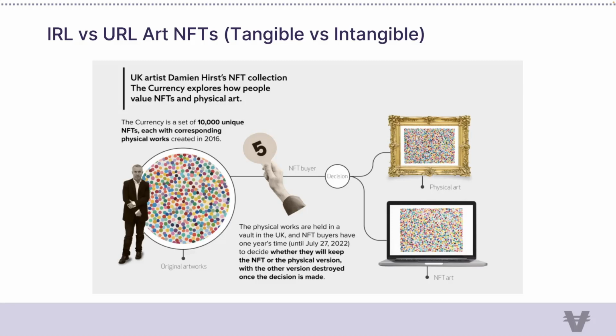Then might be an interesting discussion. Do you want IRL versus URL art? So tangible versus intangible? Well, to find an answer to the question, Damien Hirst created this NFT collection called The Currency, which is 10,000 unique NFTs, each with corresponding physical works and of course also digital.